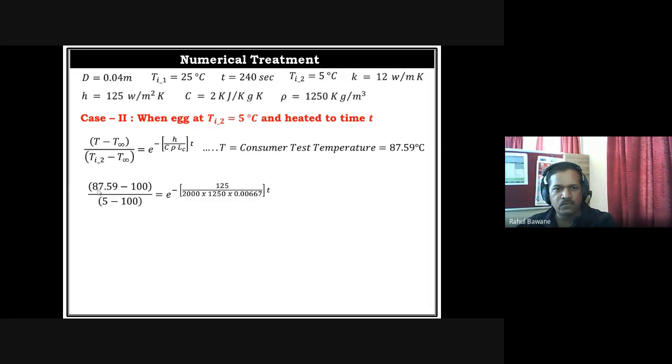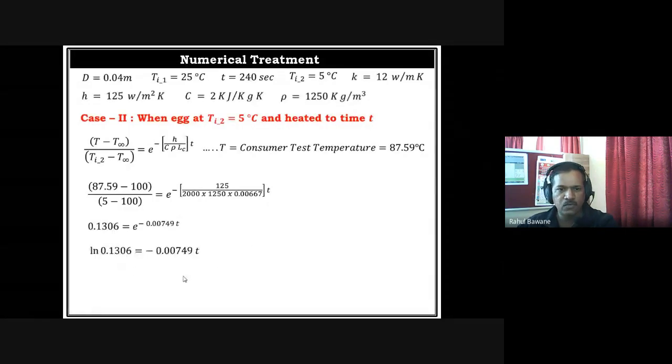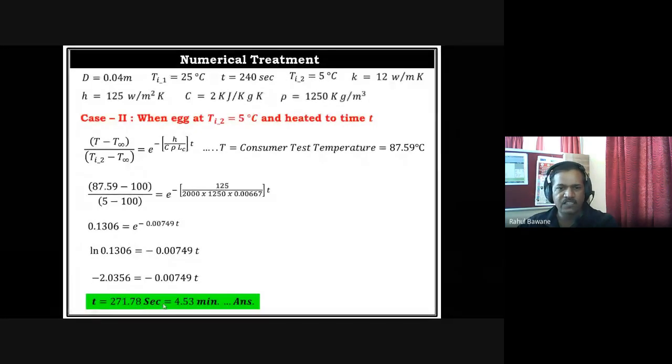This time we know T infinity is 100. T initial, the second time, is 5 degrees centigrade, minus 100, e raised to the power, and all the numerical values we know. We have to find out the time. On simplifying, we come to know that the time is 271.78 seconds. On conversion, it comes to 4.53 minutes.